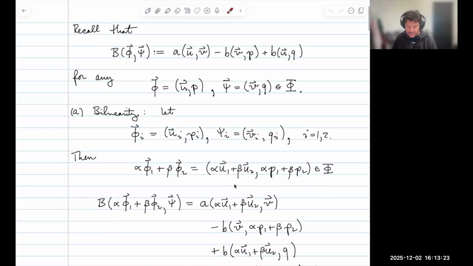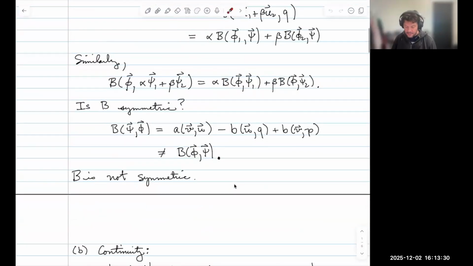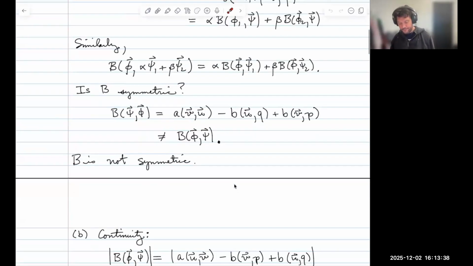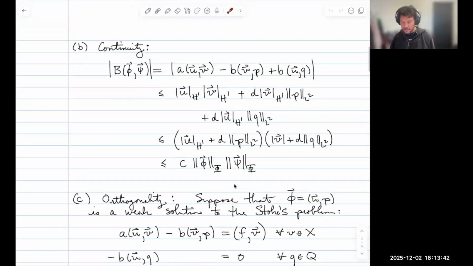The bilinearity, as I said, is fairly straightforward, but I just threw in a quick check of that here. It's not symmetric, as I said. If I interchange phi and psi, I don't get the original thing back, so it's not symmetric. Continuity turns out to be fairly straightforward and fairly easy.